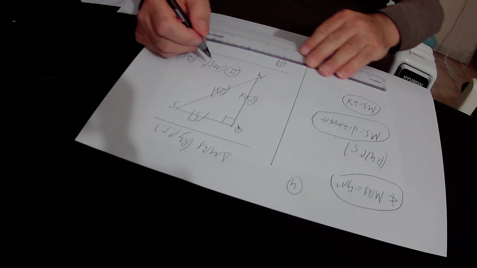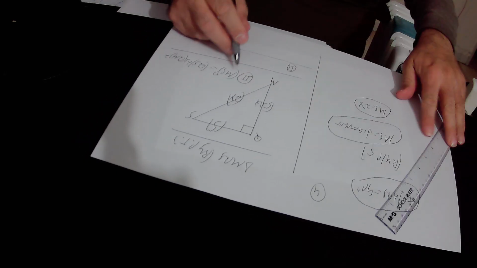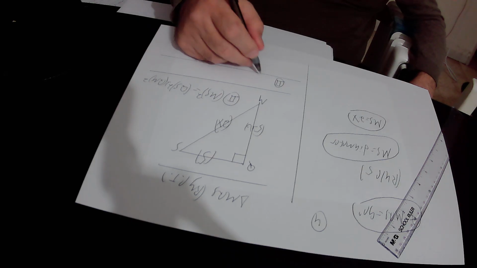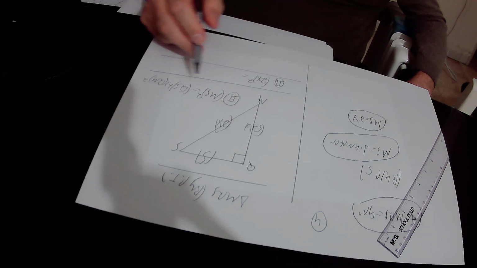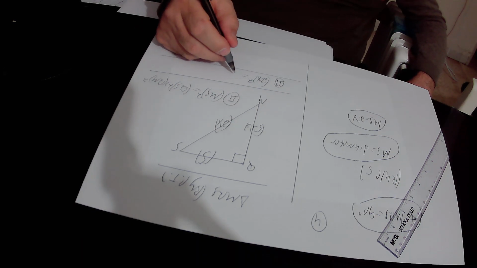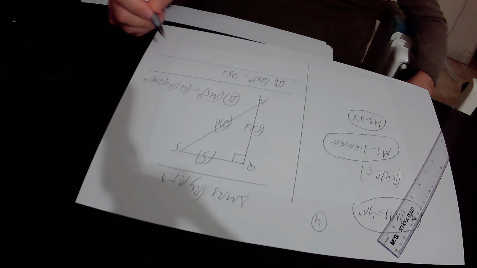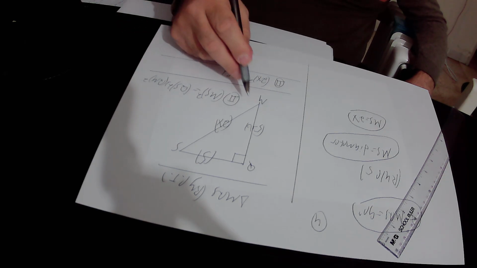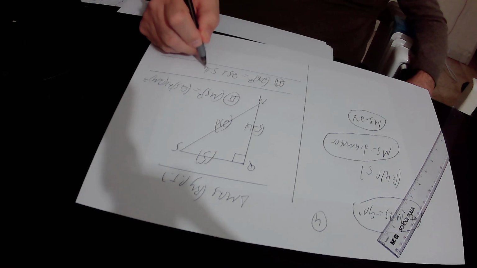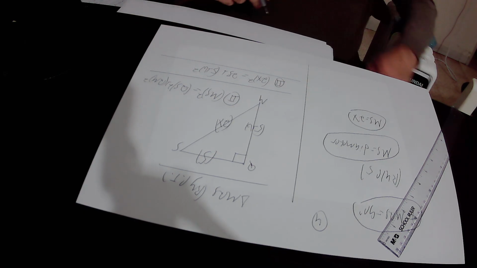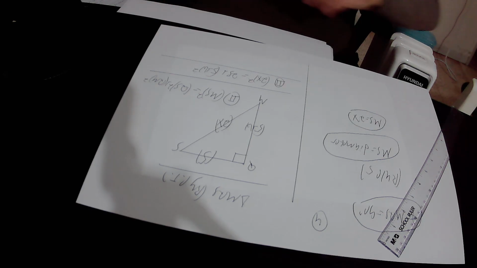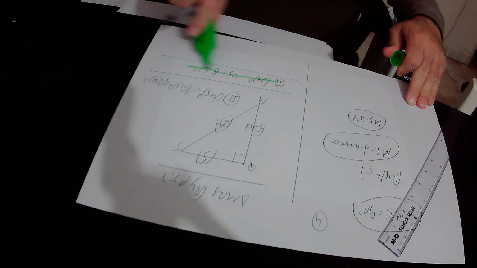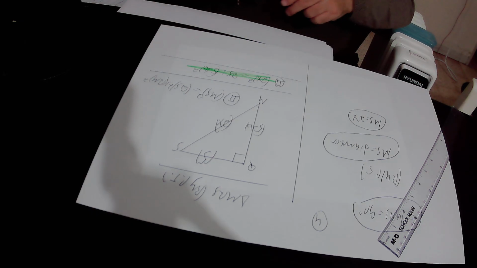MS is the hypotenuse, that is 2x, therefore MS squared is (2x) squared. That equals QS squared. QS is 5, therefore QS squared is 5 squared, that is 25, plus QM squared. QM is 5 plus b, therefore QM squared is (5 plus b) squared. So equation number 2: (2x) squared equals 25 plus (5 plus b) squared.